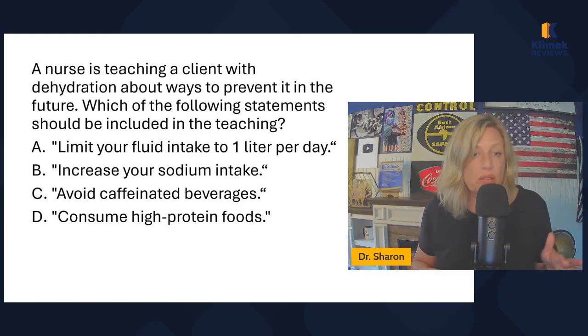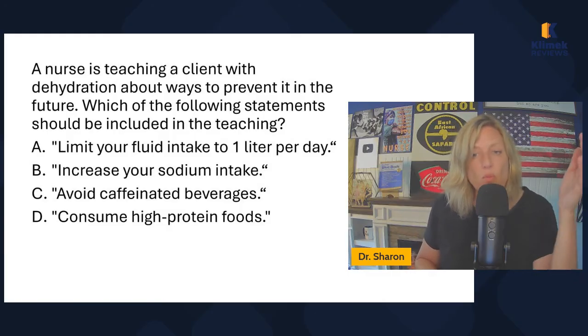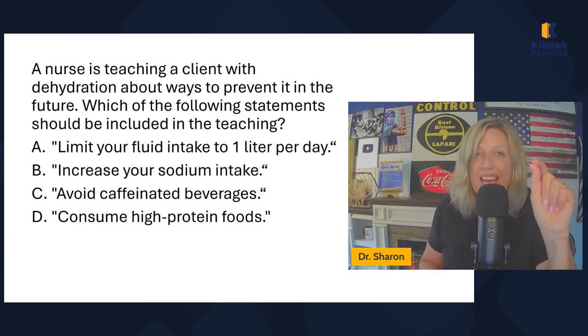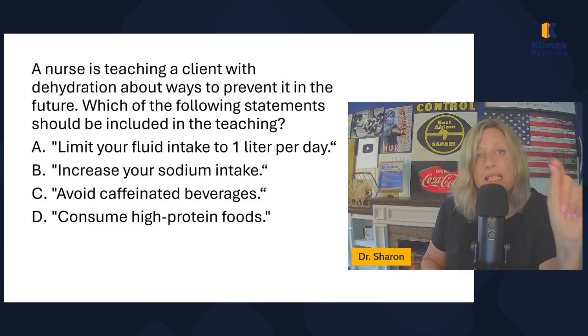So I don't really want to do that. Avoid caffeinated beverages. All right. What is caffeine? It's a stimulant, but it has something else it does. Did you know caffeine has a diuretic effect? Did you know that? You got to know that. That's why we say avoid caffeinated beverages for people who are prone to dehydration, because caffeine is a diuretic.